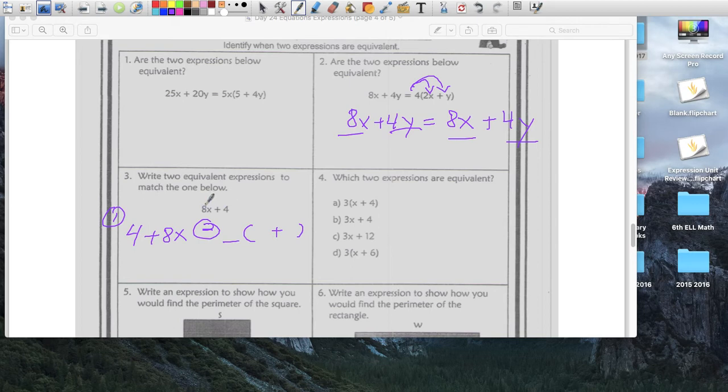What numbers are common between 8 and 4? What number can go into 8 and 4? Well, 4 can go in there. 4 times what would be 8? It would be 2, so I'll write 2x here. And 4 times what would give me that 4 over there? It would be 1.